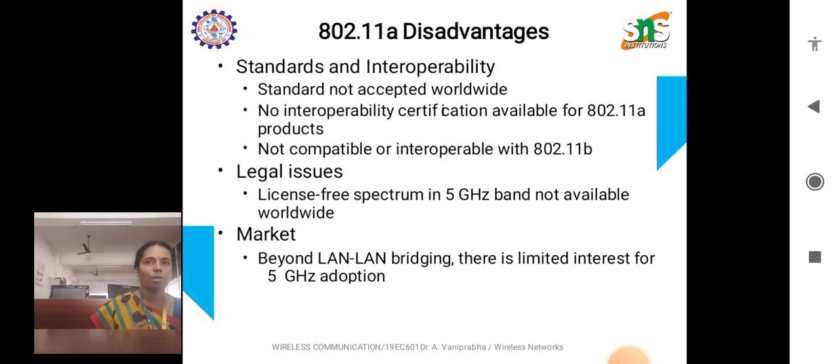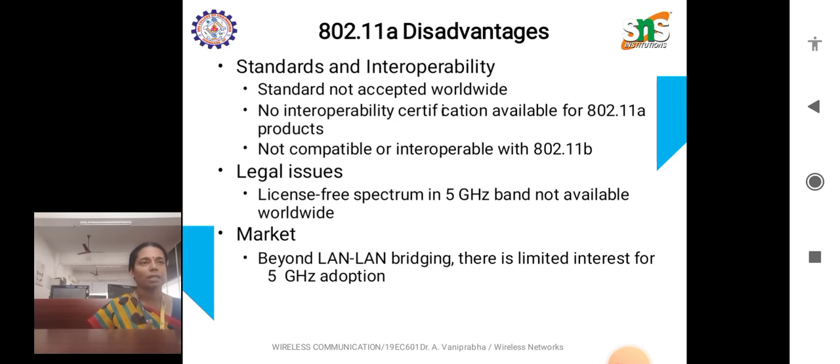Version 802.11a is not compatible with 802.11b. And legal issues: it is a license free spectrum in the 5 GHz band and it is not available worldwide. Only within the predefined regions is this unlicensed, and beyond the range it has to be paid for.